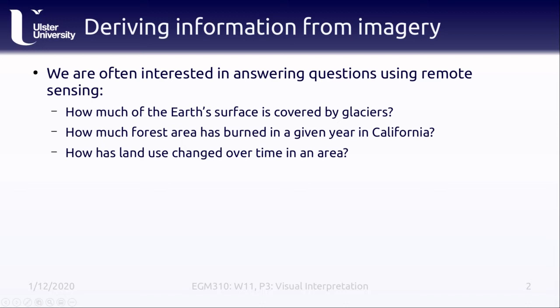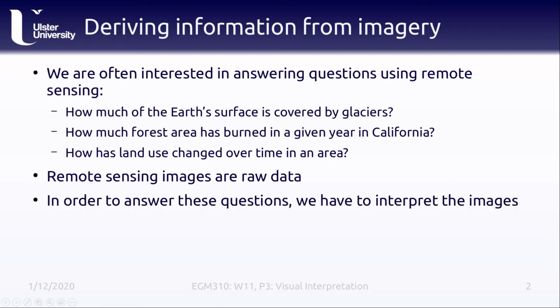When we use remote sensing to answer these questions, the images that we are using are raw data. That is, we can use the images to answer the questions, but first we have to interpret the images to convert that raw data into information that we can use. We can do this via visual interpretation, as we will talk about today, or as we'll talk about in Lesson 5 this week, we can use the computer to help us interpret one or many images.